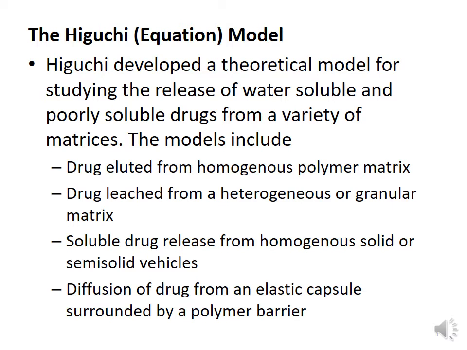His brother William is also an American chemist and pharmaceutical scientist, and also is known in his field. He is currently a distinguished professor at the University of Utah. Takiro and William are both distinguished scientists, and each of them published hundreds of publications and models. Some of these models include drug eluted from homogeneous polymer matrix, drug leached from a heterogeneous or granular matrix, soluble drug release from homogeneous solid or semi-solid vehicles, and diffusion of drug from an elastic capsule surrounded by a polymer barrier.